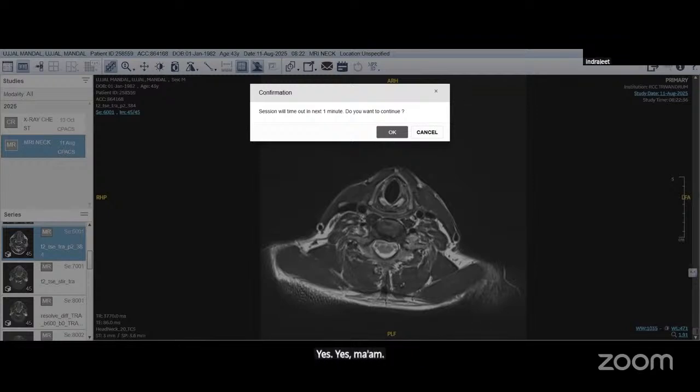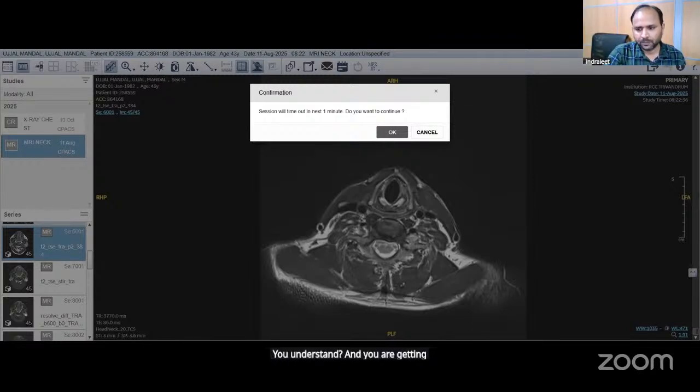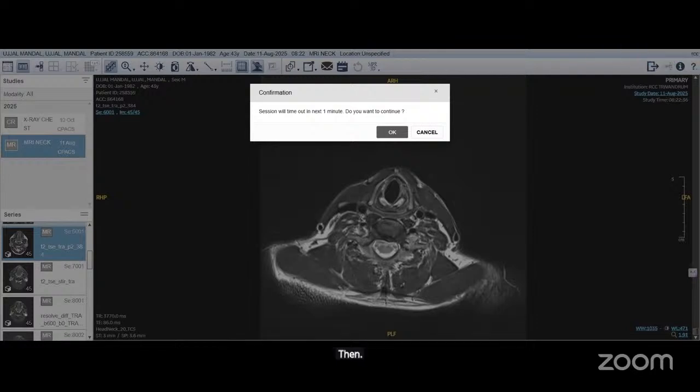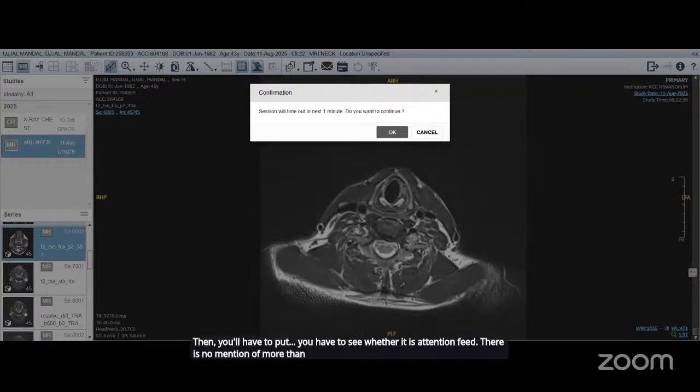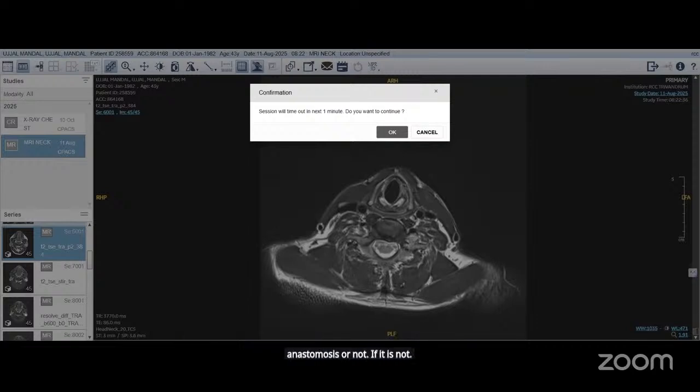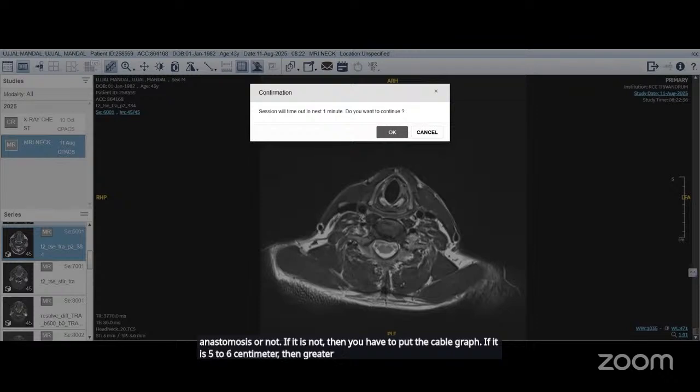Ma'am, yes. If you are getting one branch damaged, then you have to see whether it is a tension-free anastomosis. There is no mention of more than 2 centimeter or 1 centimeter. You have to see whether it is tension free or not. If it is not, then you have to put the cable graft. If it is 5 to 6 centimeter, then great auricular is okay.